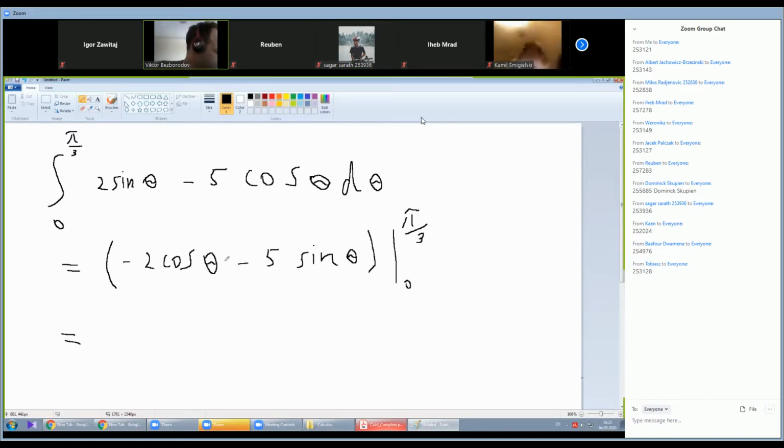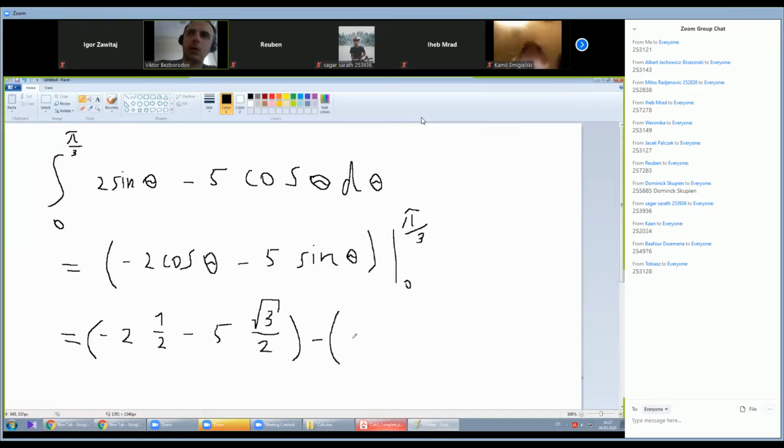Sine of pi over 3 is going to be what? It's going to be square root of 3 over 2, I believe. Sorry, it was cosine. Cosine of pi over 3 is going to be 1/2, I'm pretty sure. So it's going to be 1/2, minus 5 sine of pi over 3. So it's going to be 5 square root of 3 over 2.